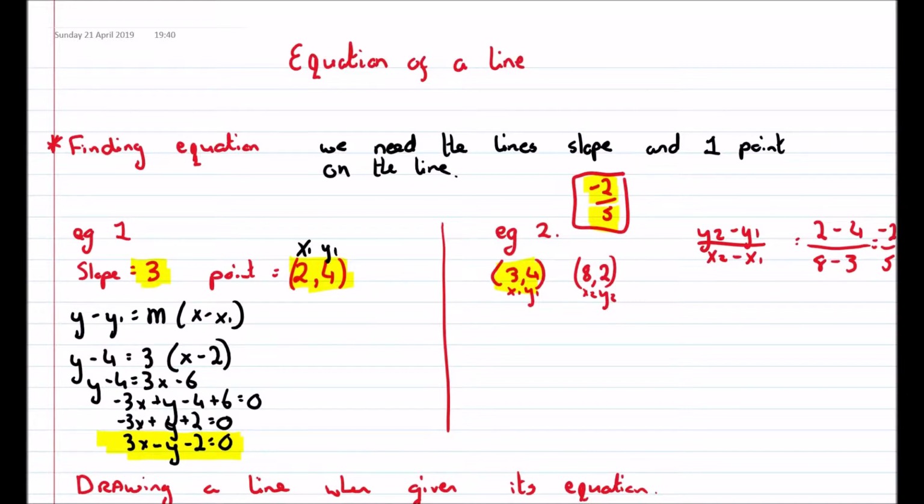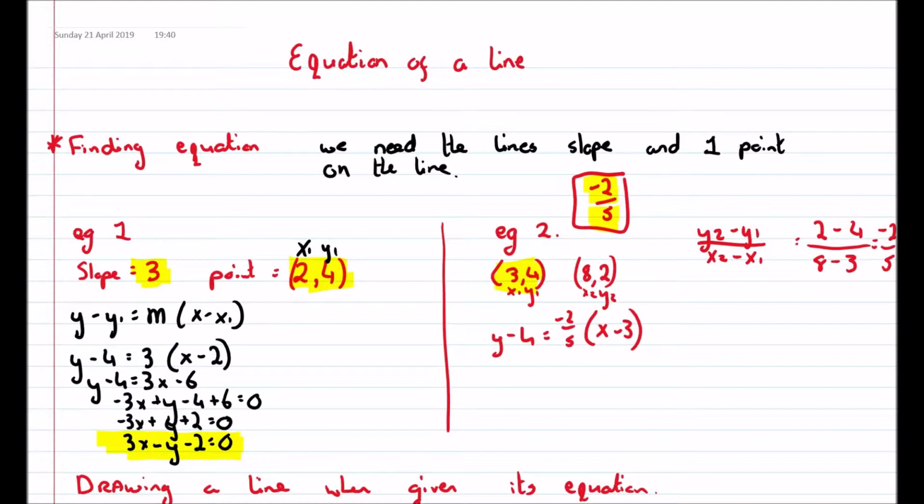All we do then is throw it into the formula again. So it's y minus y1, which is 4, equals m, which is the slope, and that's minus 2 over 5 this time, times x minus x1, and x1 is 3. Now notice here, our slope is a fraction. It would be difficult to multiply the x by that minus 2 over 5, and then the minus 3 by that minus 2 over 5. Okay, it's going to be a bit messy.